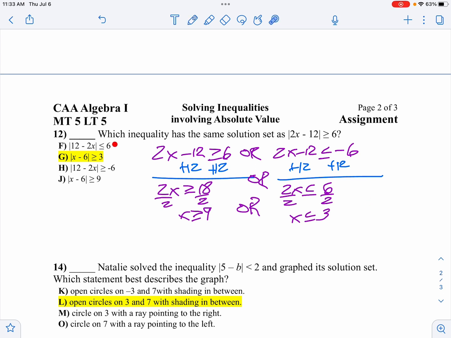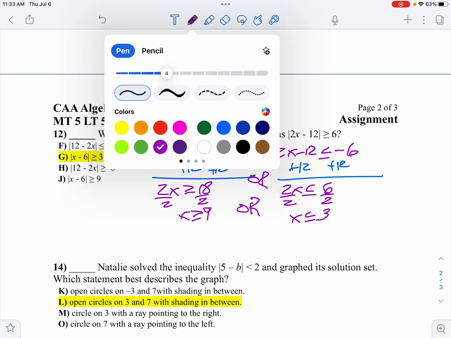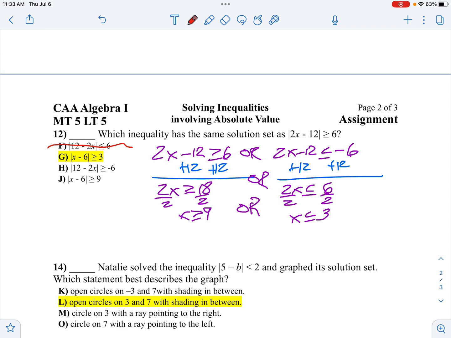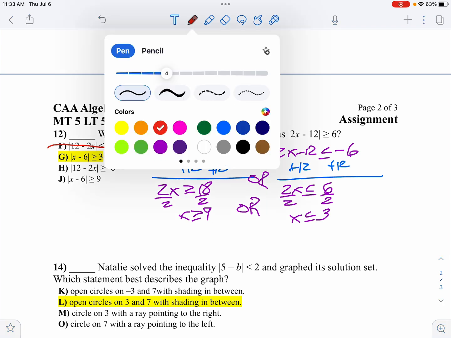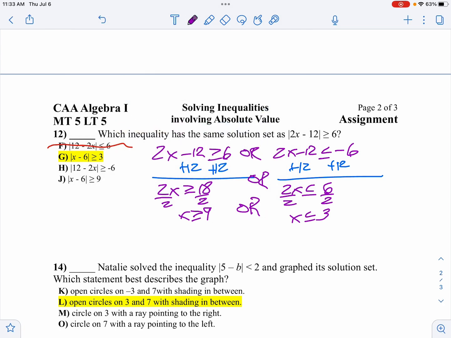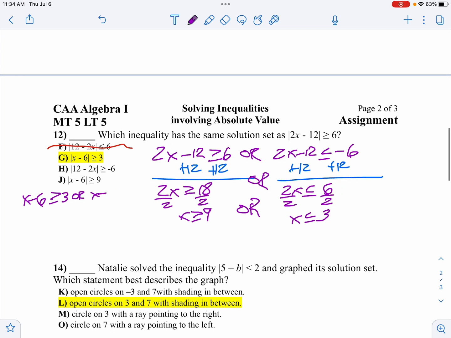Well, definitely not F, because it's less than. So I want something that is greater than. So let's cross out F, and let's look at G. So if we go x minus 6 is greater than or equal to 3, or x minus 6 is less than or equal to negative 3.